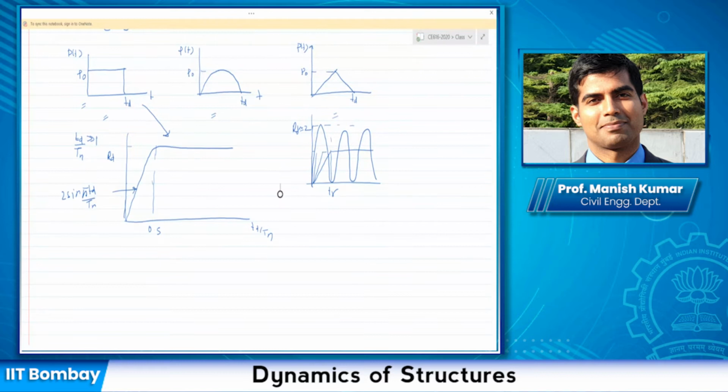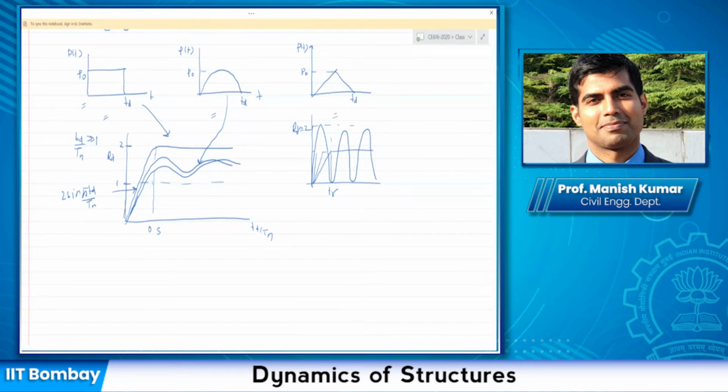But if you draw the same thing, Rd versus Td by Tn, for a half sine pulse or triangular pulse, let us say this is 1 here and this is 2, it would of course be greater than 1, but it would look something like this with a smaller initial slope. This is not very exact, just representative of what you would see. The top one is for the rectangular, the second one is for the half sine pulse, and the other is for the triangular.